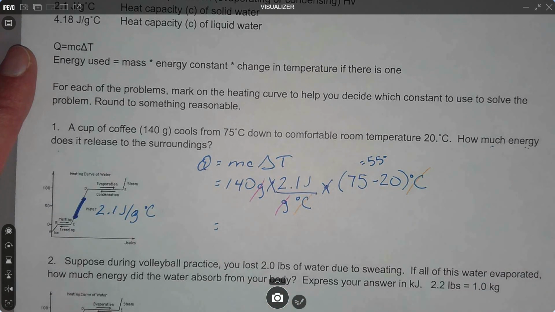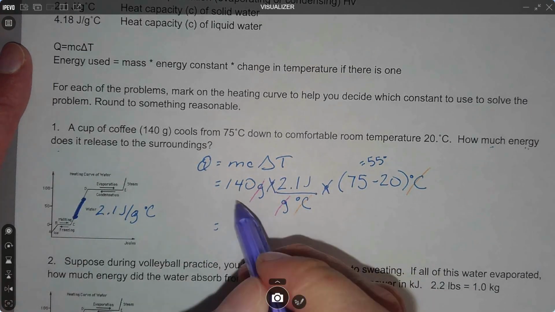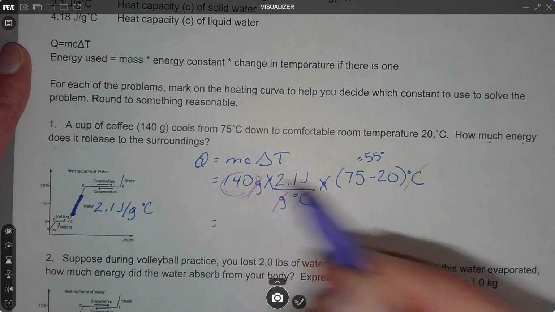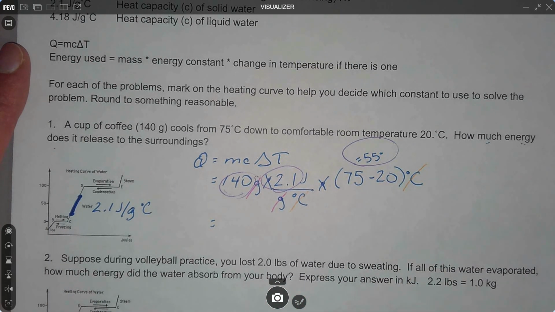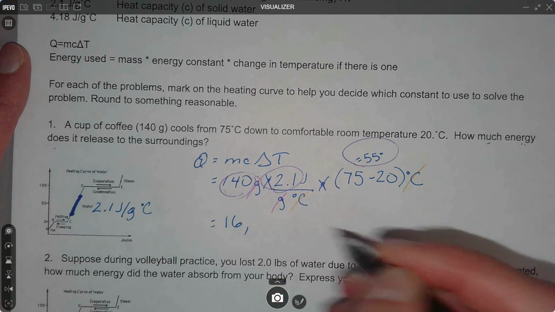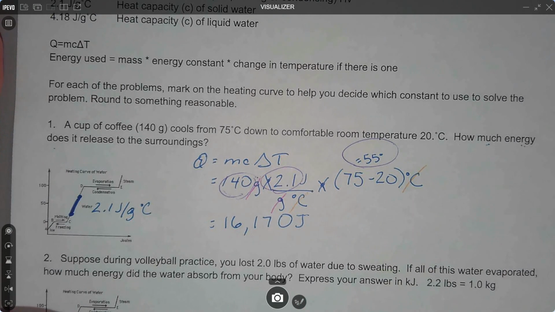I don't know what it is off the top of my head. 140 times 2.1 times 55. You've got to get all the numbers. It's a lot of numbers, isn't it? 16,170. And by the way, yes, these are always really big numbers. Joule numbers are always really big. Actually, a lot of times scientists will talk about kilojoules instead of joules just because it makes the numbers smaller. We won't mess with it. Joules are good enough for us. So there you go. Try number 2.